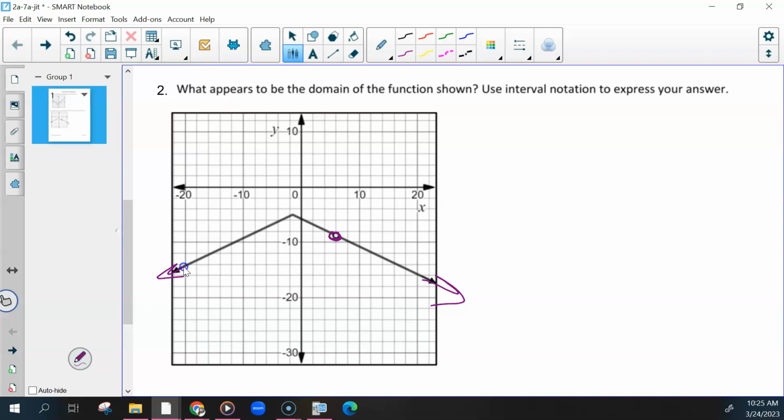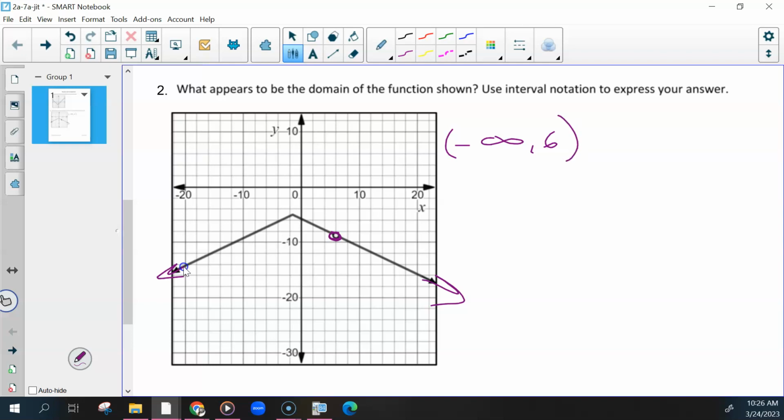So it does keep going left. It does keep going right. But it's not all real numbers because there's a point missing. So we would write this in a weird way. It would start at negative infinity. It would go to, I think this time by 2s, so 6. But because this is open, it would not be included.